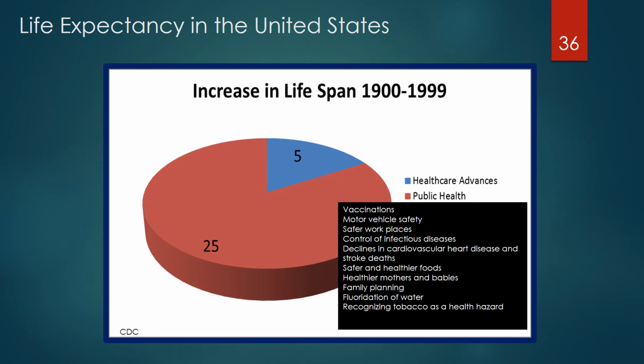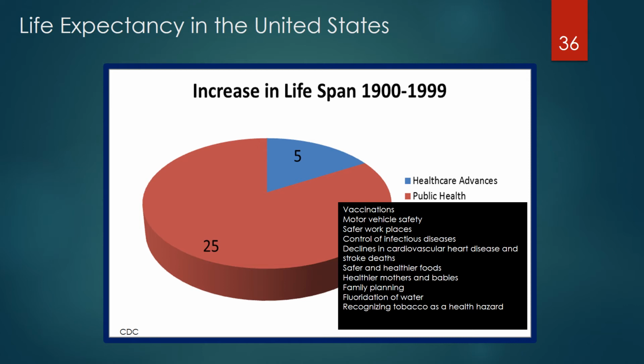For example, the CDC demonstrated that the lifespan of Americans increased by approximately 30 years from 1900 to 1999. 25 of those years were due to public health interventions. 5 years could be attributed to healthcare advances, including medications like antibiotics, surgical technology, or life support.